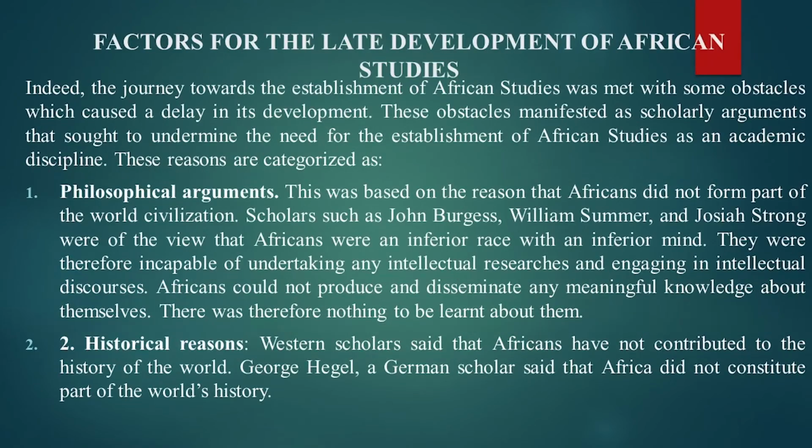Let's begin with a philosophical argument. Here it says that Africa did not have any form of civilization. When you look at scholars like John Burgess or William Sumner, they argue that Africans were an inferior race. We were an inferior people with an inferior mind.